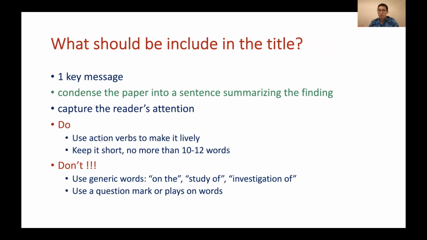What should be included in the title? The first one, only one key message. When you read a lot of papers, for example from Nature, Cell, Science, you see that the title is really short. So basically, try to keep your title short. Don't use more than 10 or 12 words. And those 10 or 12 words have one key message. And if it's possible, try to condense the paper into a sentence summarizing the finding, and those things will capture the reader's attention.